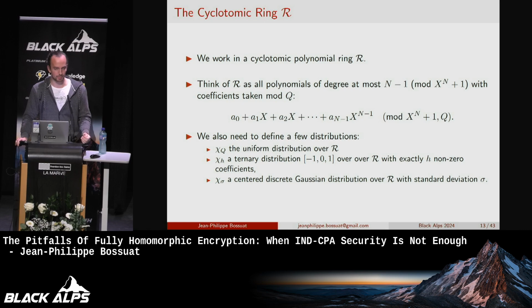So we work in a cyclotomic polynomial ring. You can see it as all polynomials of degree at most n-1 with coefficients taken modulo q. And that's it. We work with polynomials. We need a few distributions: the uniform distribution, where you sample a random polynomial with uniform coefficients in your domain; a ternary distribution, a polynomial with signed binary coefficients and a fixed number of non-zero coefficients; and finally, a polynomial with a discrete Gaussian distribution. That's all you need for the ring learning with error problem.